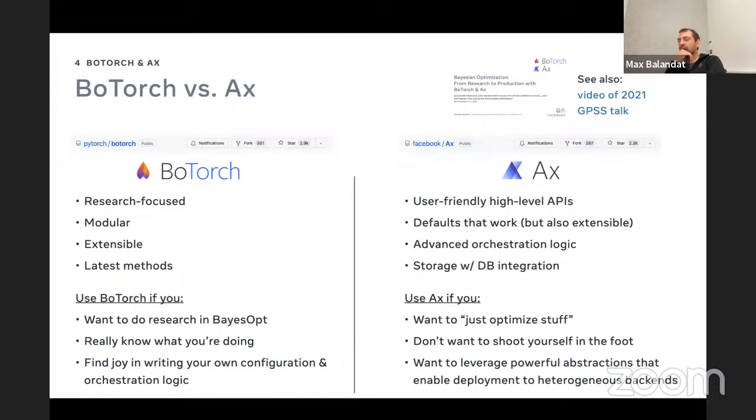If you are more like, I've heard of Bayesian optimization, I just want to run it, I want to just optimize some stuff and not shoot myself in the foot with any of the details, Ax is a good place to go to. It has user-friendly, high-level APIs, and basically incorporates the learnings that we've made over many, many years into sensible defaults. It has a number of orchestration and storage logic extensions as well.